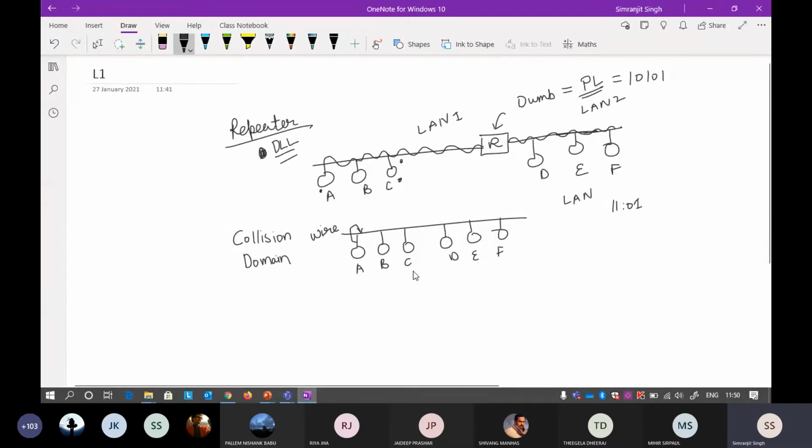Suppose A wants to send a signal to C, B wants to send a signal to D, D wants to send a signal to C, E wants to send a signal to F, and F wants to send a signal to E, all at 11:01 a.m. This is the worst possible case, that at the same time everybody is trying to put a message onto the wire. Because this is a single wire, there will be a collision between various signals. So this is a collision and nobody will receive their messages.